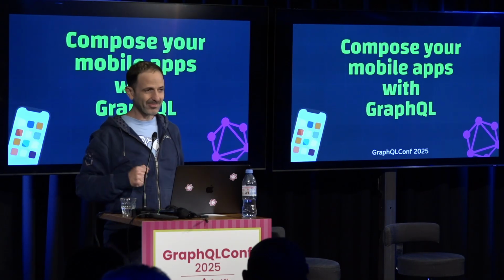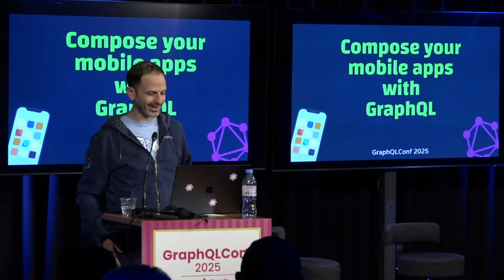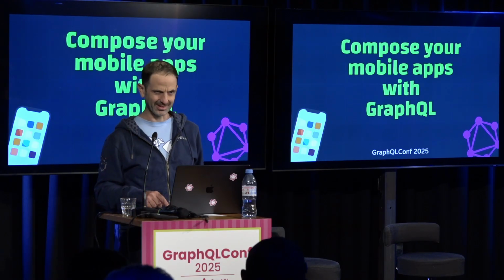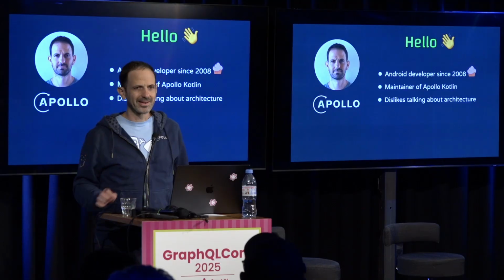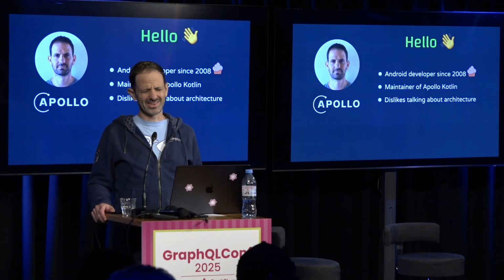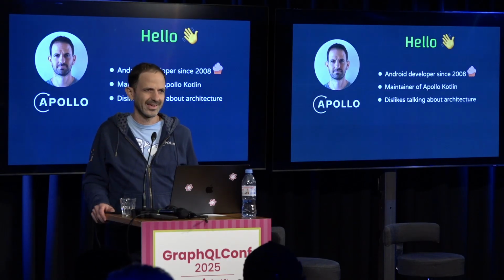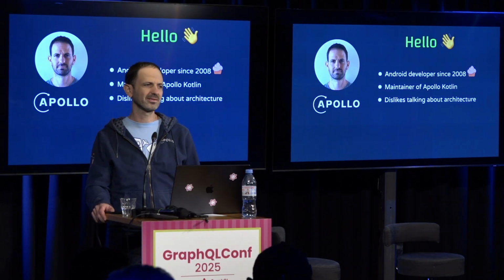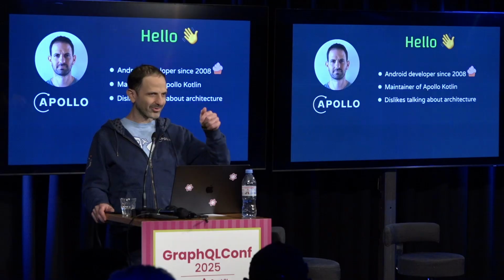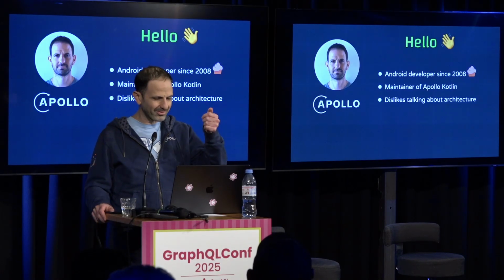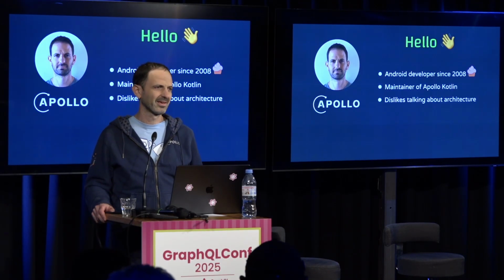GraphQL was made for mobile apps, so we're going to talk mobile and architecture during the next 30 minutes. My name is Martin. I've been doing Android apps for a very, very long time. I started with Cupcake in 2008 on the HTC G1. You know, these nice little phones with a slider and a small ball with your cursor on it.